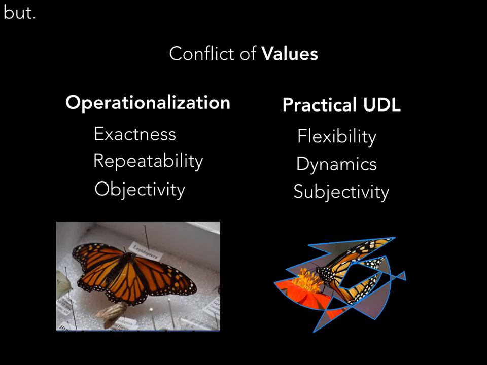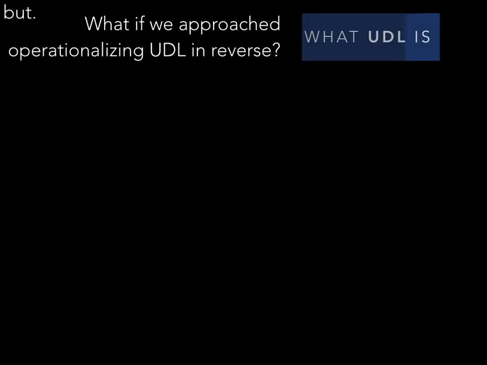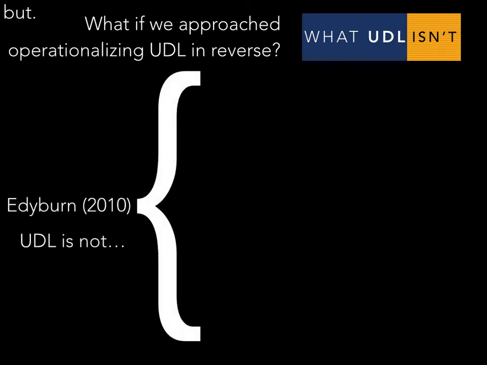Now, I look back to a seminal piece on this issue, which was Eddie Burns' 2010 paper, "Would You Recognize It If You Saw It? 10 Propositions for UDL in the Next Decade." And he wrote, in it, 7 of his 10 propositions focused on what UDL is not. What if we approached operationalizing UDL not in terms of what it is, but what it isn't? So Eddie Burns gives us a place to start.